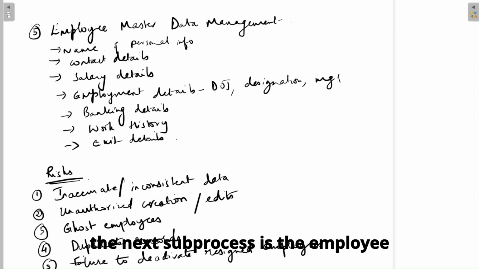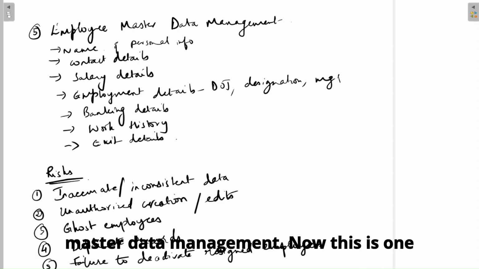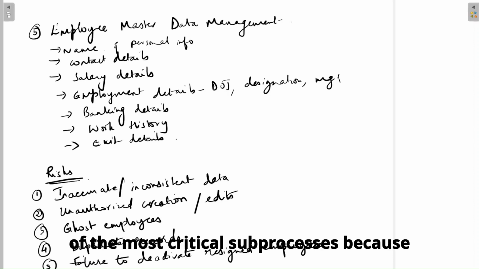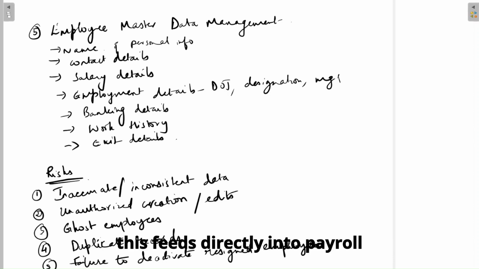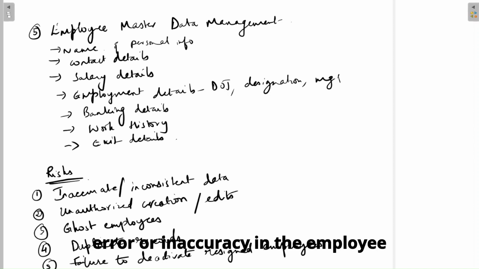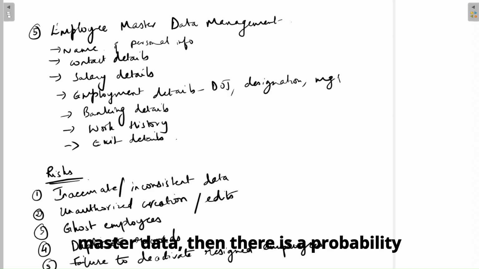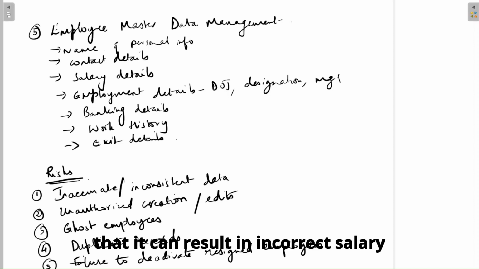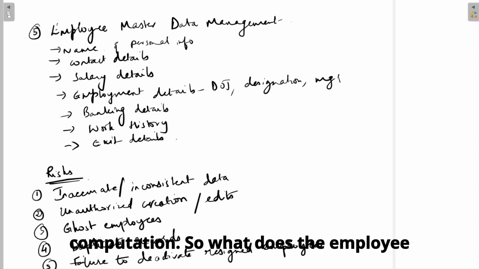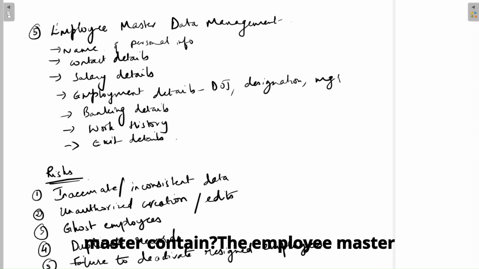The next process is the employee master data management. Now, this is one of the most critical sub-processes because this feeds directly into payroll computation. So if there's an error or inaccuracy in the employee master data, then there is a probability that it can result in incorrect salary computation. So what does the employee master contain?